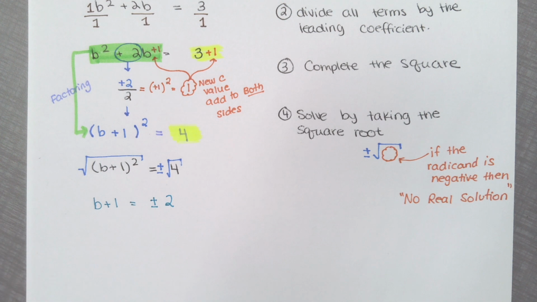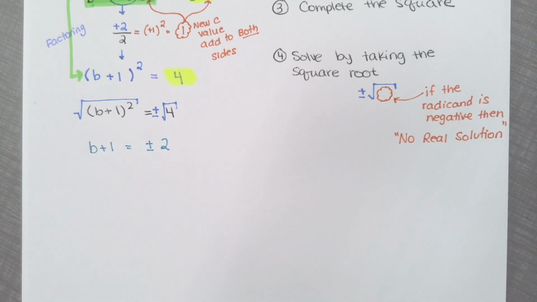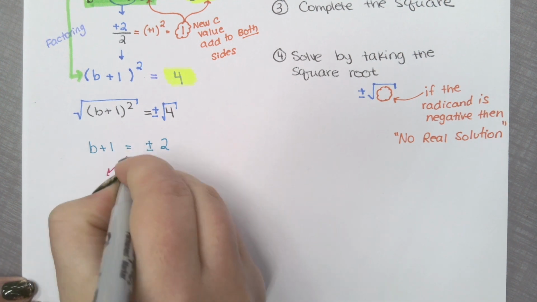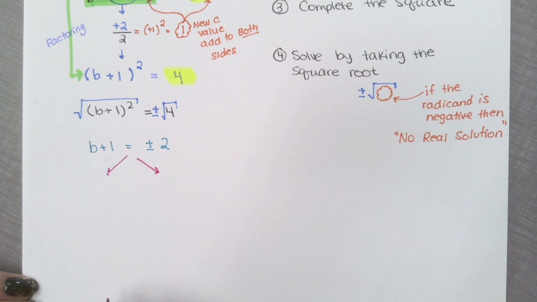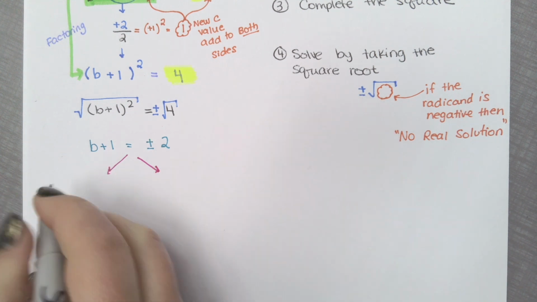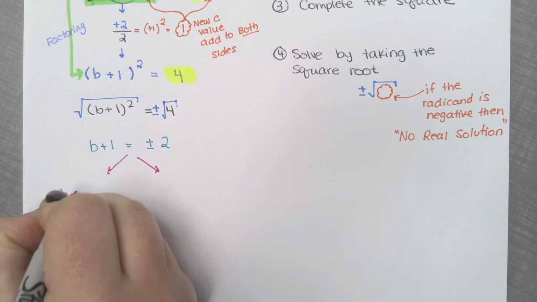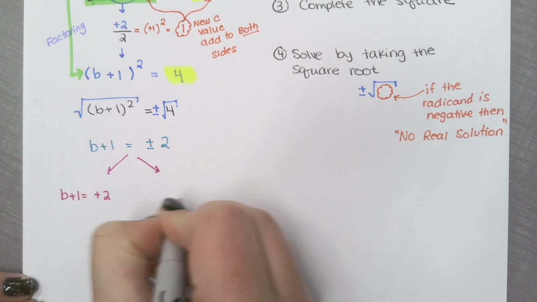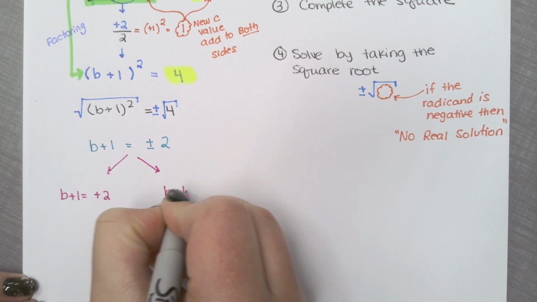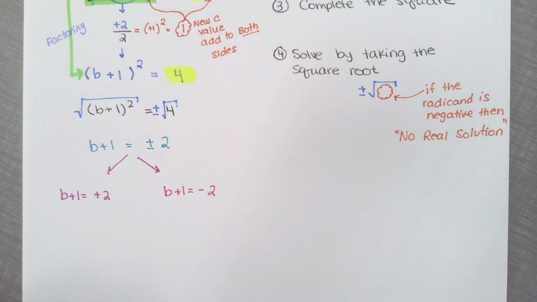Because this is a regular number, not a radical, it's not like the square root of 5, it's not the square root of 18 that we need to simplify, it's just 2. We're doing a mini happy dance because we're pretty much done and all we have to do is split this up. So we're going to split it up to the right, we're going to split it up to the left. This is all still step number 4, solve by taking the square root. We're going to set it equal to a positive 2. We're going to set it equal to a negative 2.